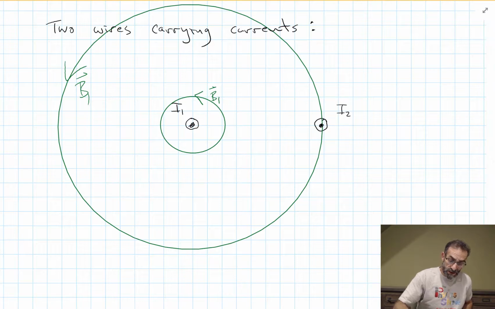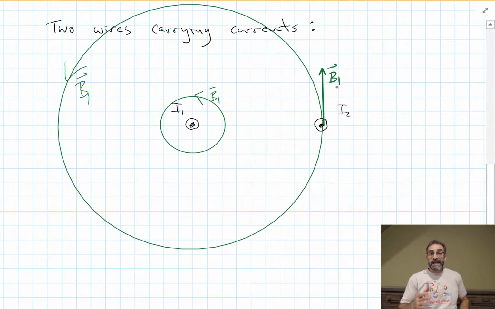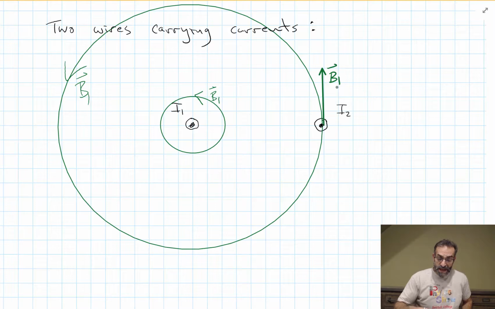What direction is the magnetic field? Tangent to the field line, or towards the top of the page. That's the magnetic field at the location of wire 2, but due to the current in wire 1. Wire 1 is filling the space around it with a magnetic field. At the location of wire 2, that's the direction it points.